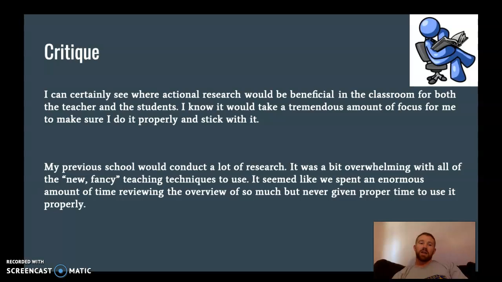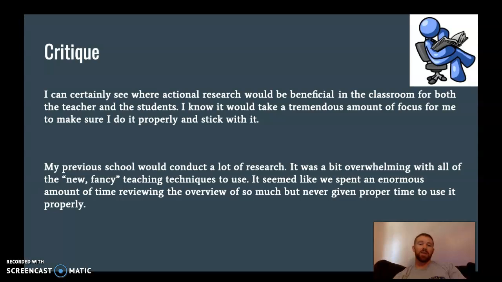So I can certainly see where action research would be beneficial in the classroom for both the teacher and the students. I know it would take a tremendous amount of focus for me to make sure I do it properly and stick with it. A lot of times it's very easy for me to give up on trying a new practice simply because it either takes too much time or I don't make the conscious effort to stick with it. And then I get caught up in all the other things that I absolutely have to do.